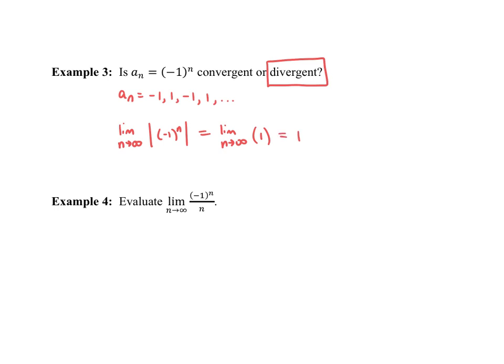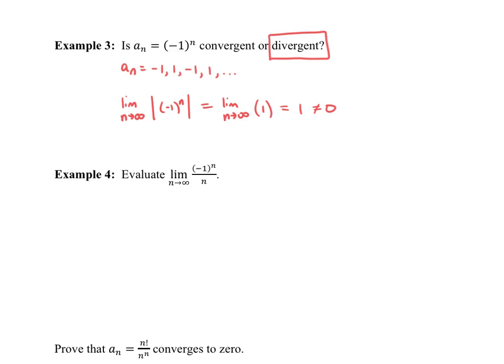That limit is 1, which is not equal to 0. So utilizing theorem 4 on the previous page, we can't really apply it, because remember that theorem says that if the absolute value of the sequence has a limit of 0, then the original has a limit of 0. In this case, we can't apply that theorem, but just by listing terms, just by observation, we can tell that this particular sequence is definitely divergent. Okay, let's try the next one.